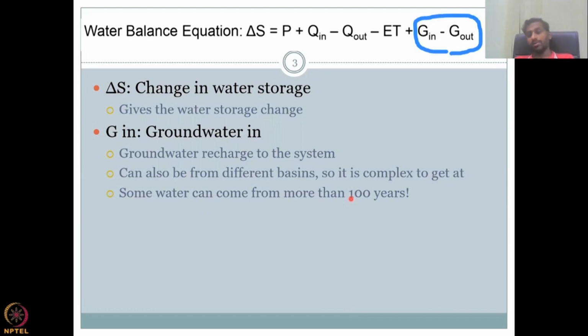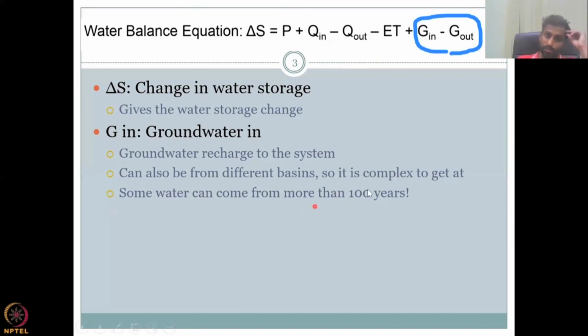It can also be from different basins, so it is complex to get at, which means it's not only from your hydrological basin. It could be from a different aquifer, a different basin, because it moves under the basin. Okay, so on the top, rainfall cannot come from another basin to inside unless it is coming as Q in. So please understand that G in is a very complicated parameter. It cannot be just estimated using your basin boundary.